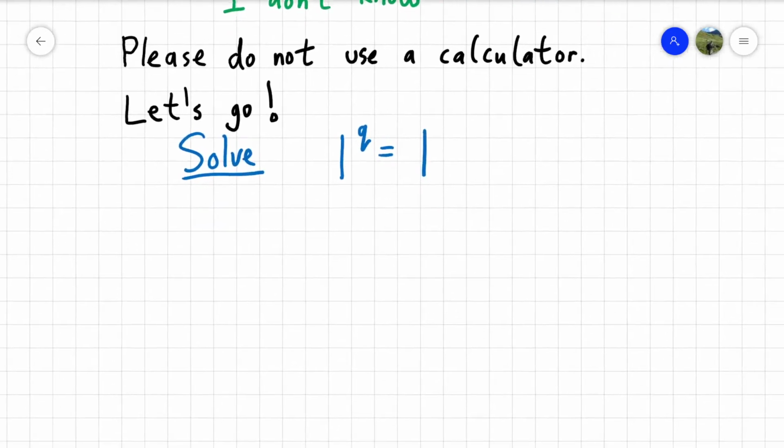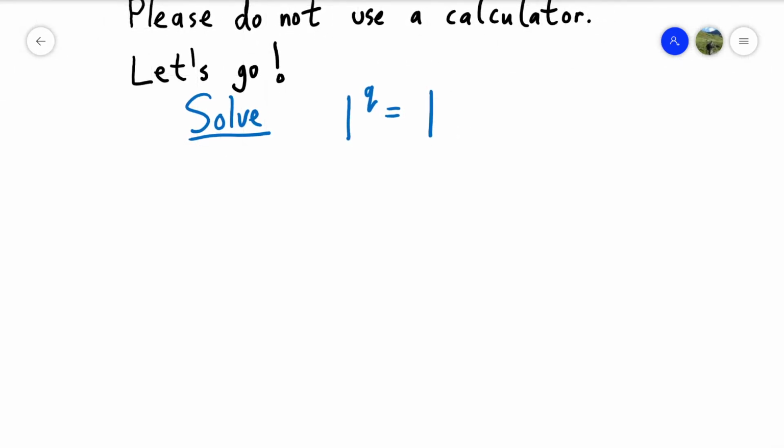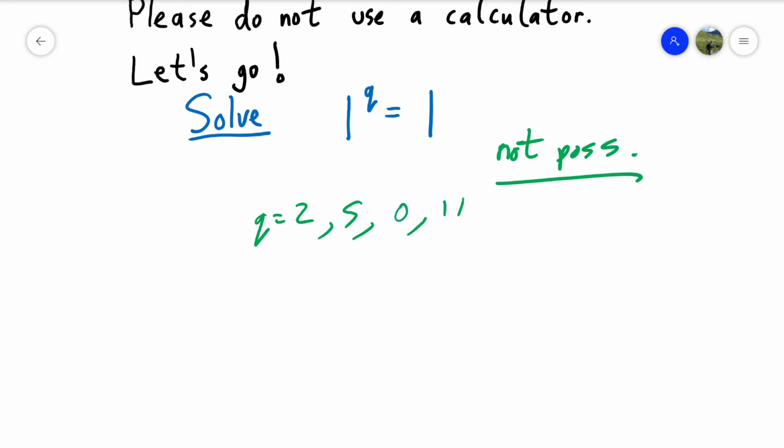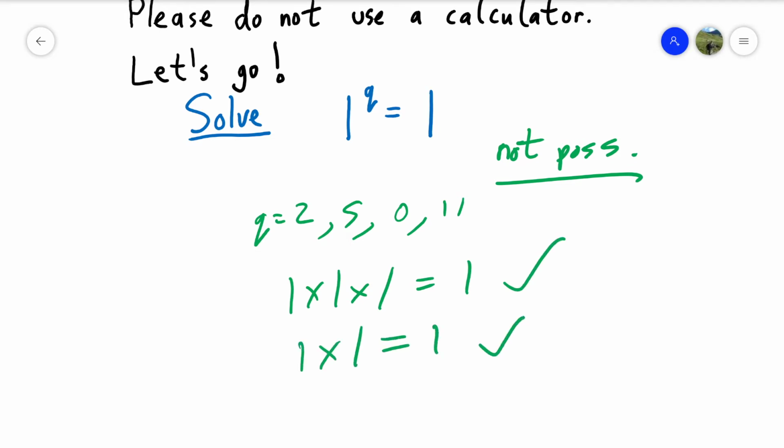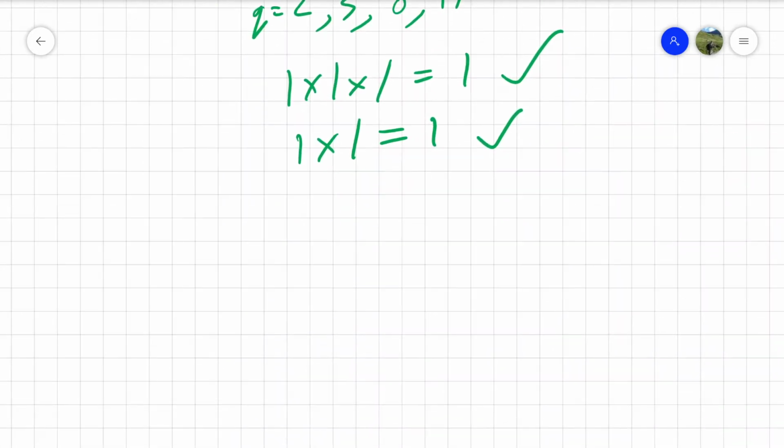we've already learned. This first question is not possible. Why? Because Q could be 2 or 5 or 0 or 11. Could be because it just means like 1 times 1 times 1 equals 1. Well, that's true. Or 1 times 1 equals 1. Yeah, well, that's true. So anyway, next question.